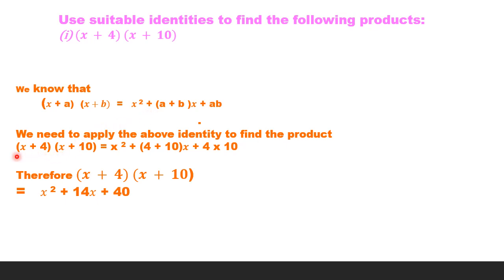Now let us understand how we are going to apply the identity and find the product. The first term is x². The second term is the sum of the numbers multiplied by x. And the final term is the product of the numbers, and it will be a constant term. You can see that the degree of the variable is in decreasing order, and the final term is the constant term. Hence, using the identity, we get x² + (10 + 4)x + 4 × 10. The sum of 4 and 10 is 14x, and the product of 4 and 10 is 40. So the identity is very simple.